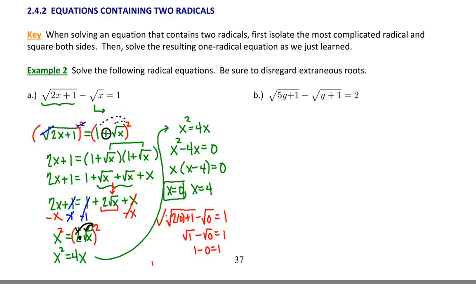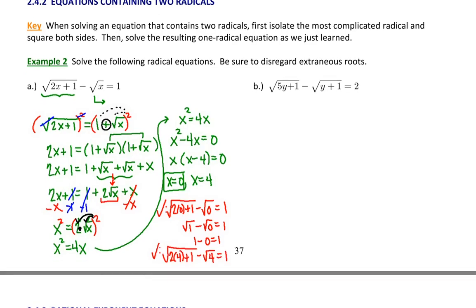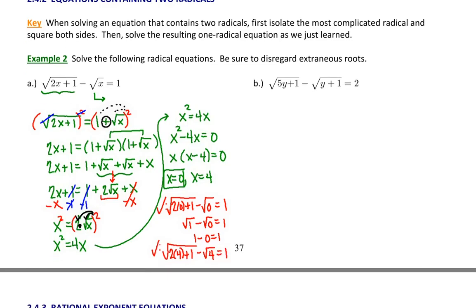Let's check out x equal to 4. So we have the square root of 2 times 4 plus 1 minus the square root of 4. We want to know, is that equal to 1? So under the radical here, we have 2 times 4, or 8 plus 1. That's the square root of 9 minus the square root of 4, or 3 minus 2, which equals 1. So in this case, both of our solutions worked. We can present them formally as a solution set, with the values 0 and 4.